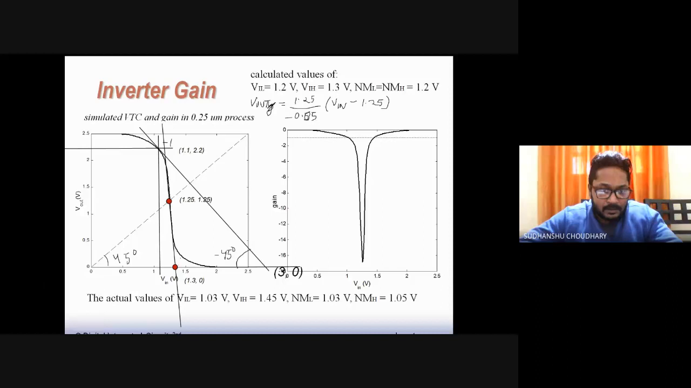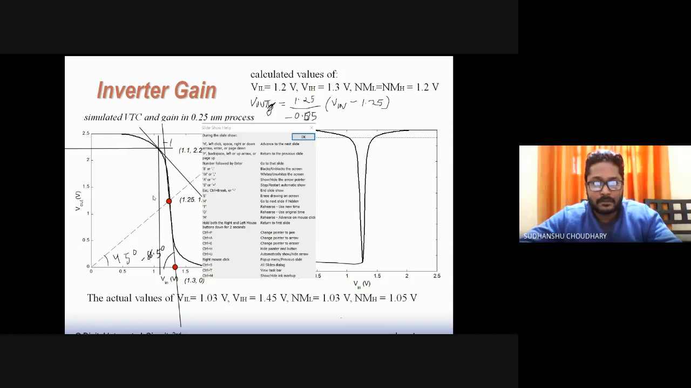So the slope of this line is minus 86.5 degree. Okay? That is dVout by dVin at this point is minus 17, which is plotted over here, minus 17. So this is minus 17 over here.